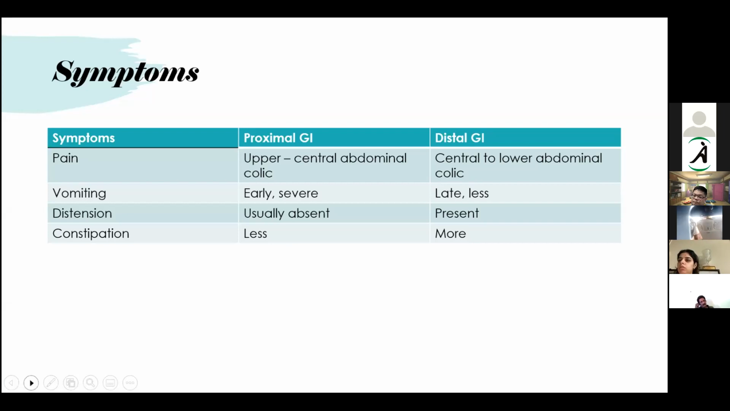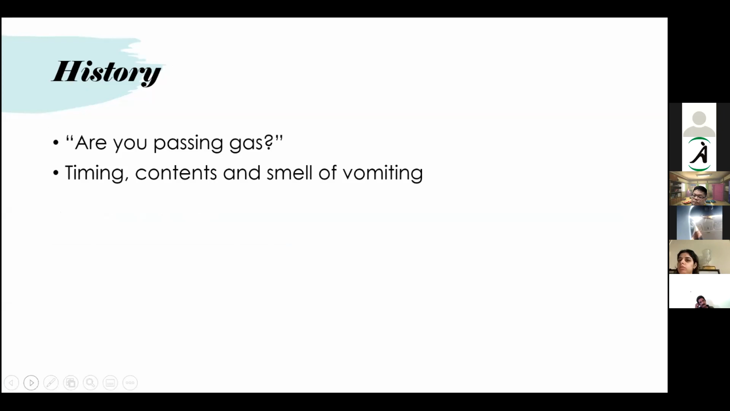So coming to the clinical evaluation. So coming to the history. When a patient comes to you with suspected bowel obstruction, suppose the symptom is constipation. The first question you should ask is, are you passing gas? This will give us an idea whether the obstruction is complete or partial. If the patient is not passing gas, in other words, if he or she is having an obstipation, it is an indication that the obstruction is usually complete.